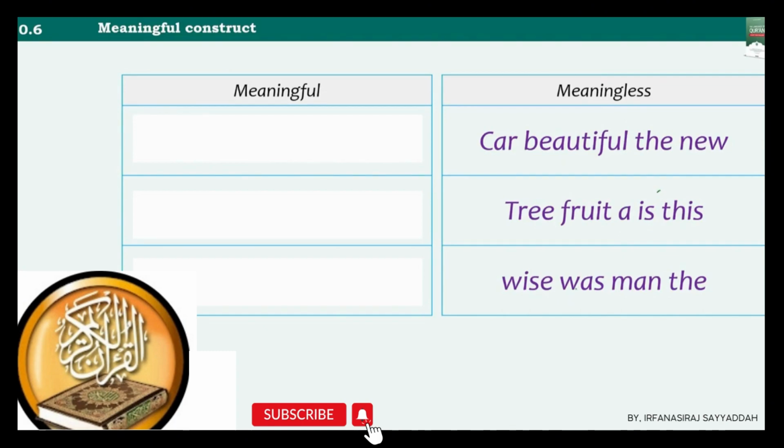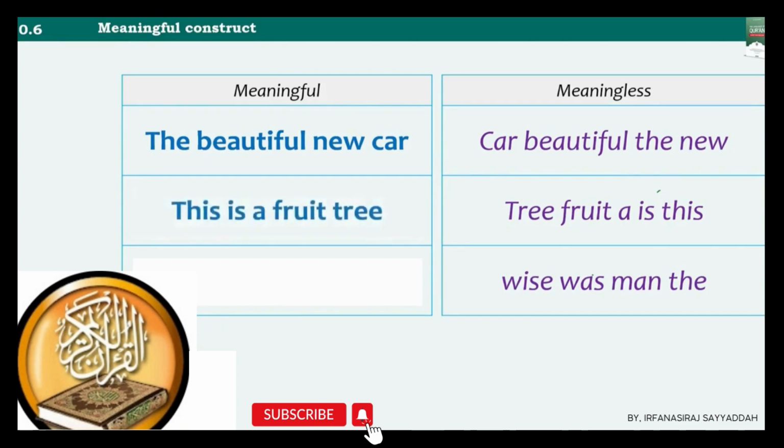Makes no sense. On the other hand, if I were to say the beautiful new car, now this makes sense to you. As an English speaker, you know. So I haven't thrown words in random in English to produce something. I needed to follow the rules of the English language. The same thing with the second example. This is a fruit tree. Now you have a clear idea what I'm talking about. And then we look at the man was wise. Complete sentence. So this is called meaningful. And again, it's the same thing in Arabic.